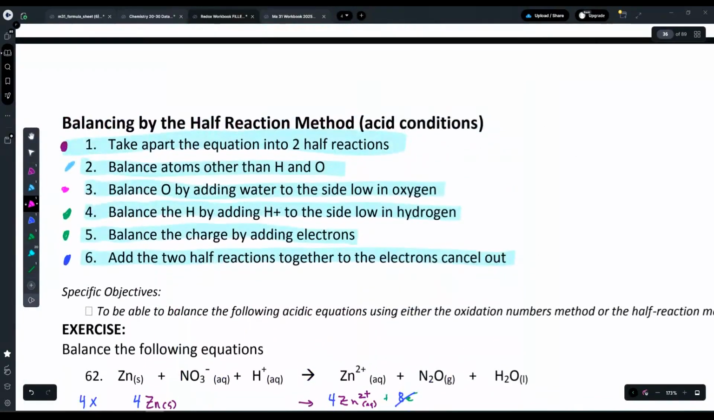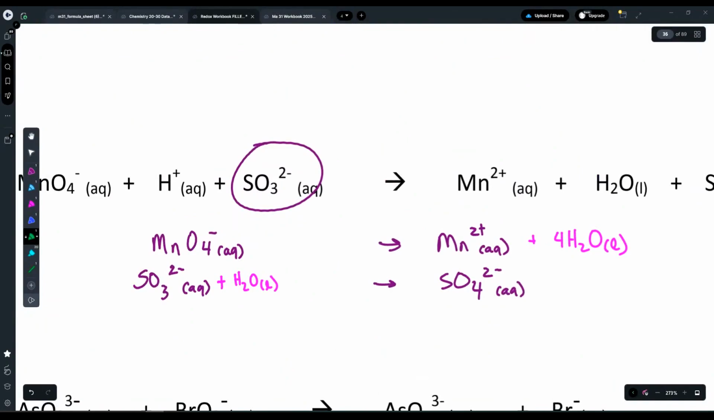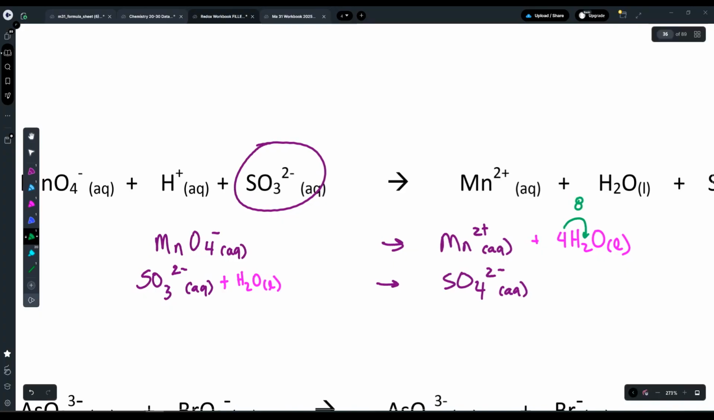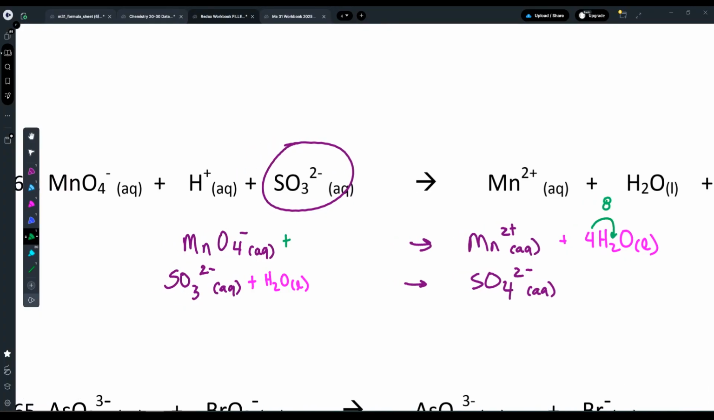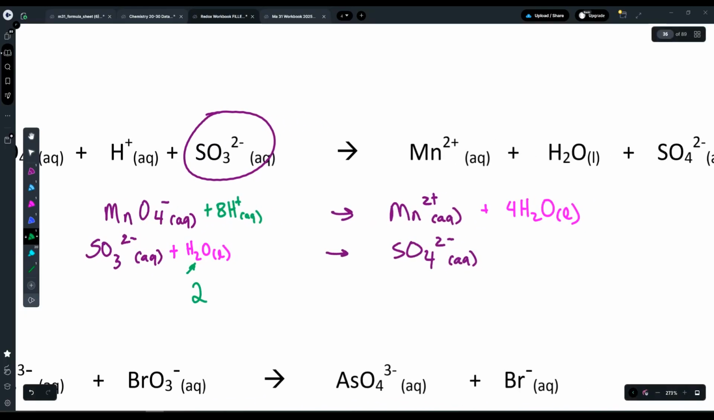All right, next step, we're going to balance out the hydrogens by adding H+. So looking at the first reaction, we've got 8 hydrogens on the product side, because 4 times 2, that's 8. And we've got no hydrogens on the reactant side. So I'm going to add 8 H+ aqueous over here on my reactant side. So that's done for the first reaction. Now for the second reaction, looks like I've got 2 hydrogens right there and none on the product side. So I'm going to go plus 2 H+ aqueous.